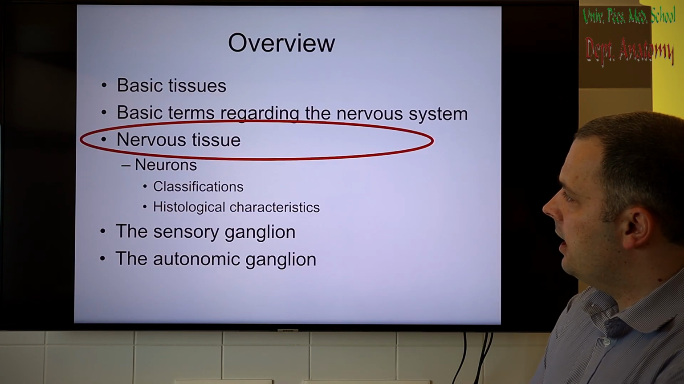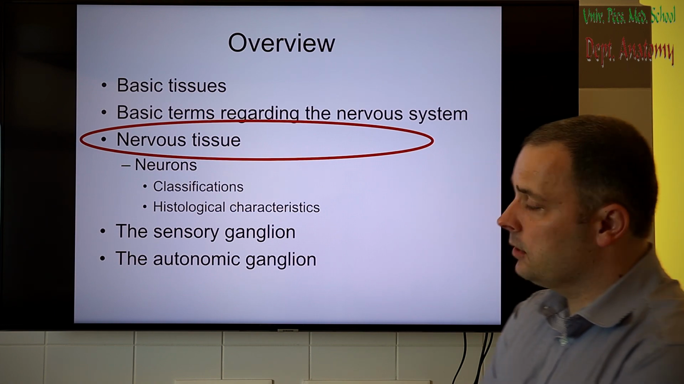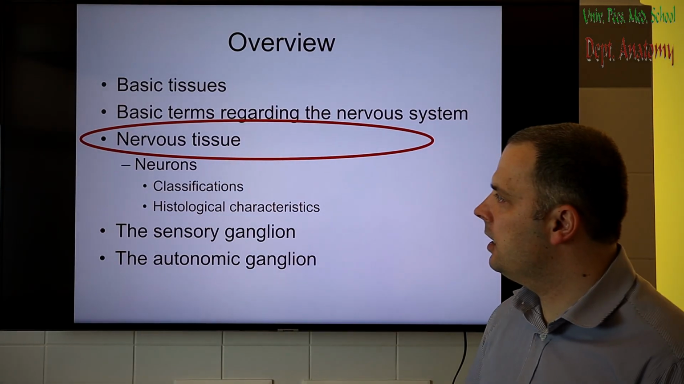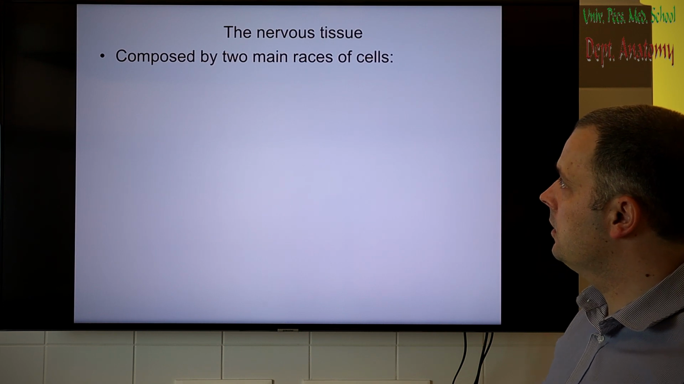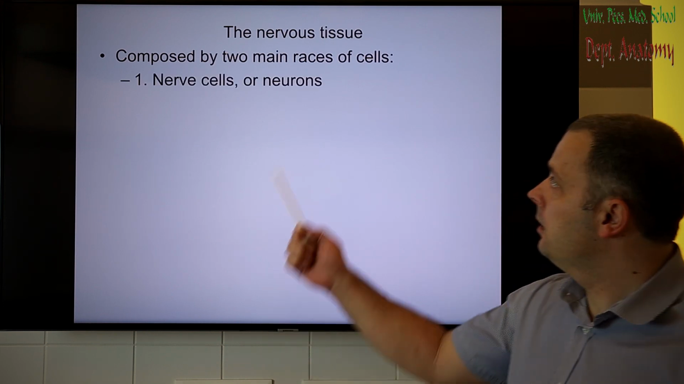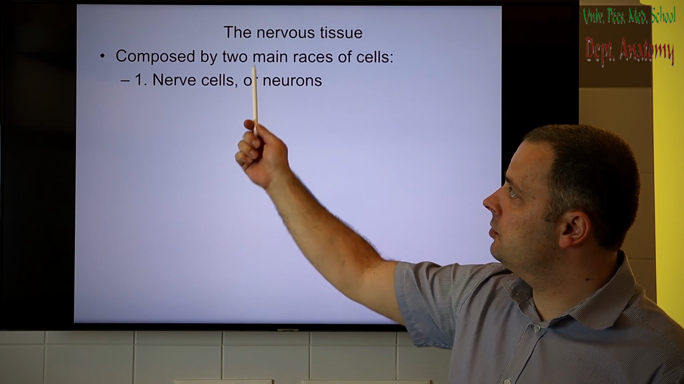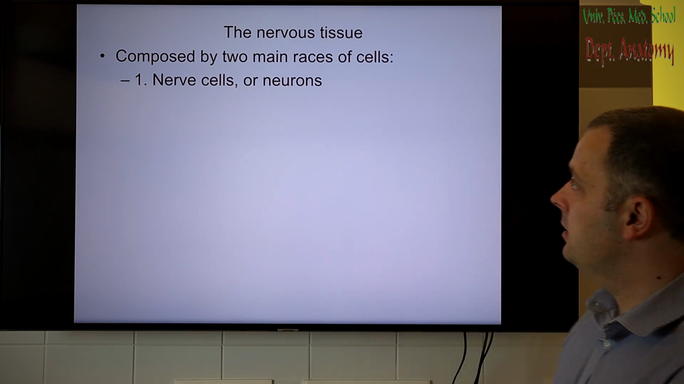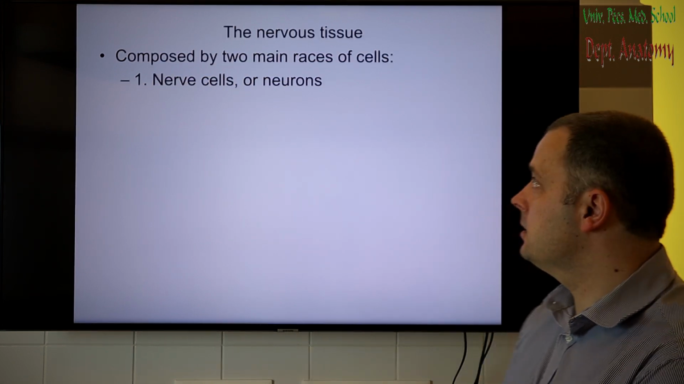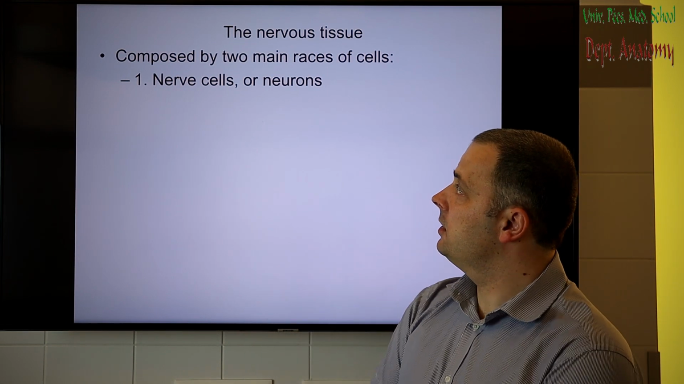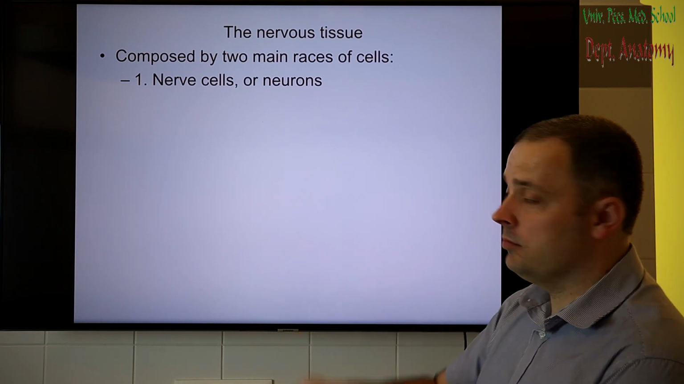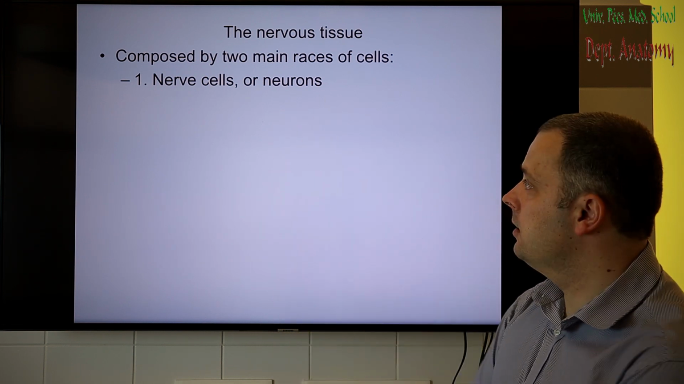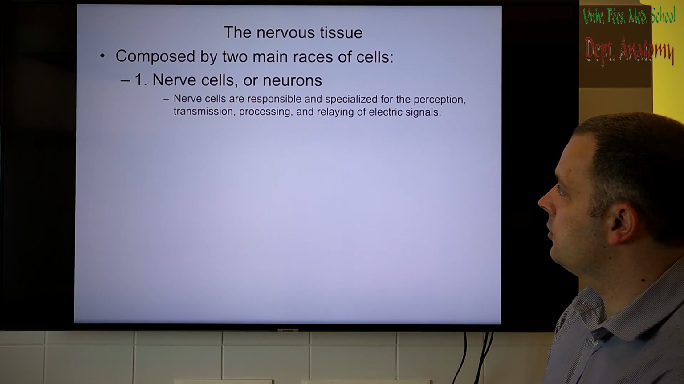After this, I would like to turn to the nervous tissue. So in the next slides, I would like to show you some basics on the nervous tissue proper. First of all, the nervous tissue you can divide into two main groups, two main races of cells. First of all, we have the neurons or nerve cells, and we have also the glial cells. I will come back to this point. But first about the nervous tissue, about the neurons, the nerve cells.